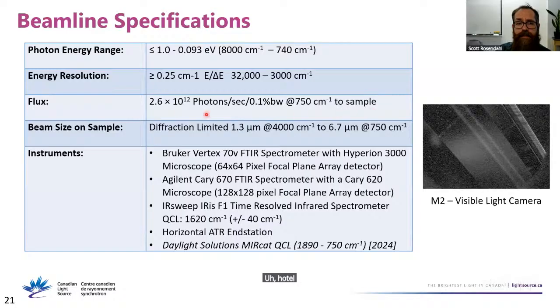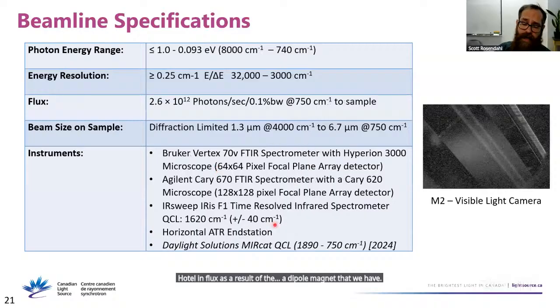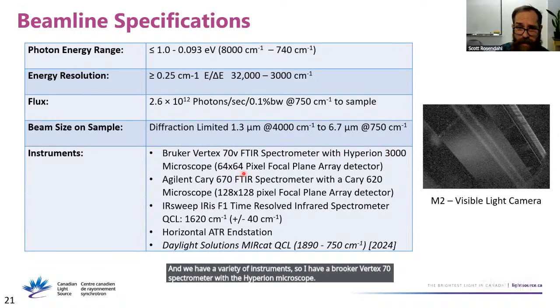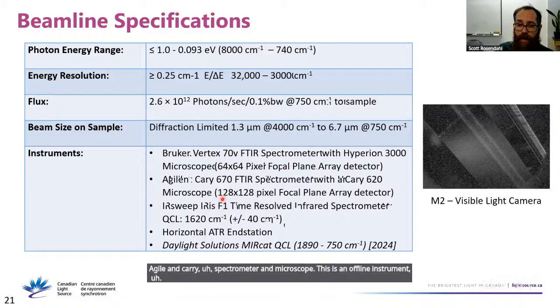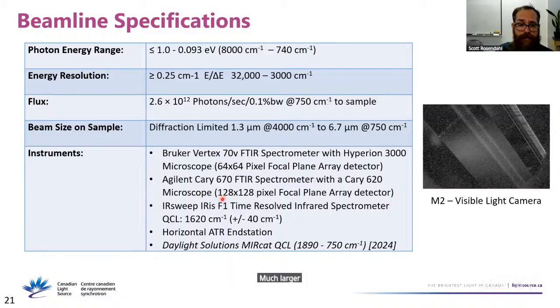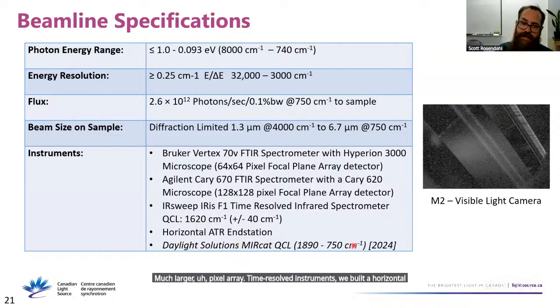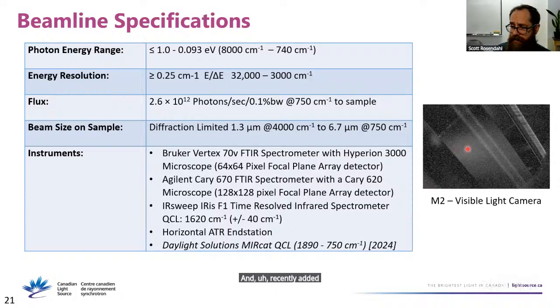Photon flux is a result of the dipole magnet that we have. And we have a variety of instruments. I have a Bruker Vertex 70 spectrometer with a Hyperion microscope. It comes with a 64 pixel focal plane array. This is an online instrument. An Agilent Cary spectrometer and microscope is an offline instrument, with a much larger pixel array. There is also a time resolved instrument. We built a horizontal end station and recently added a QCL laser light source.